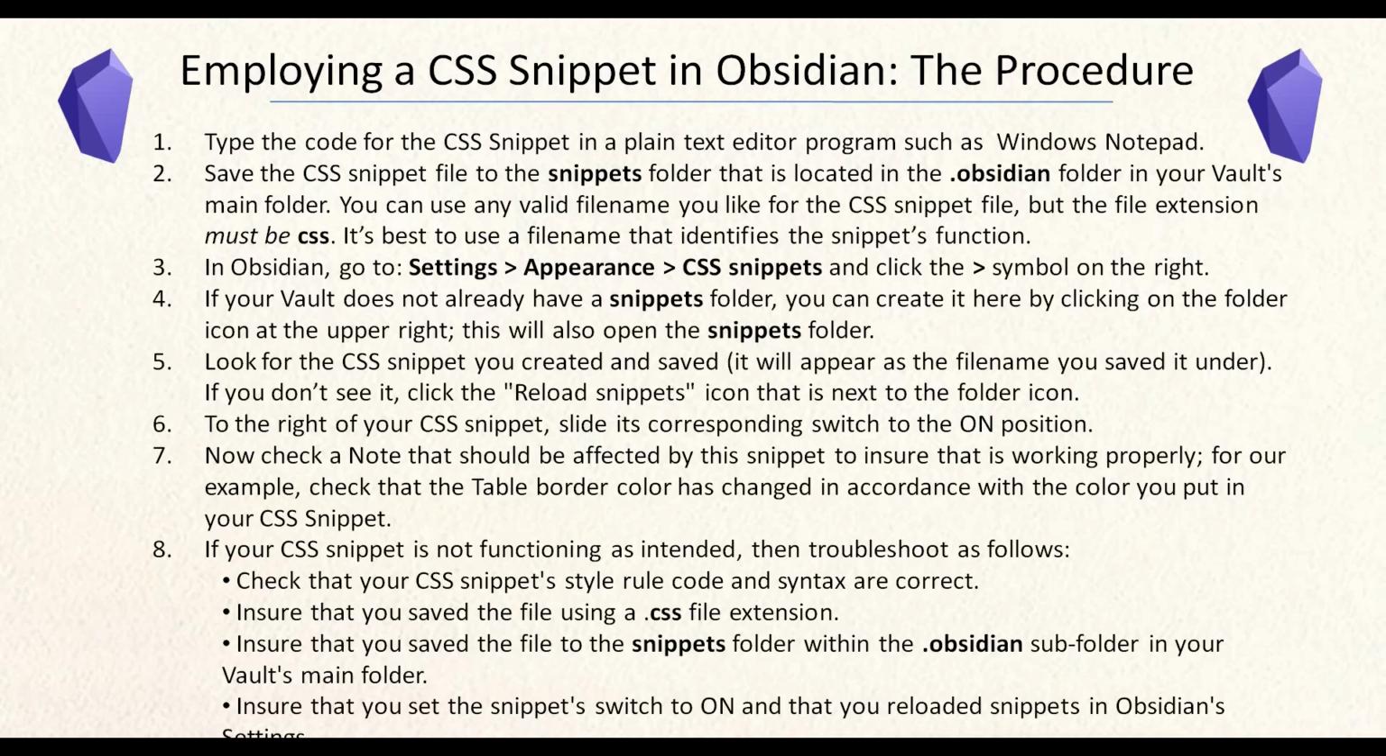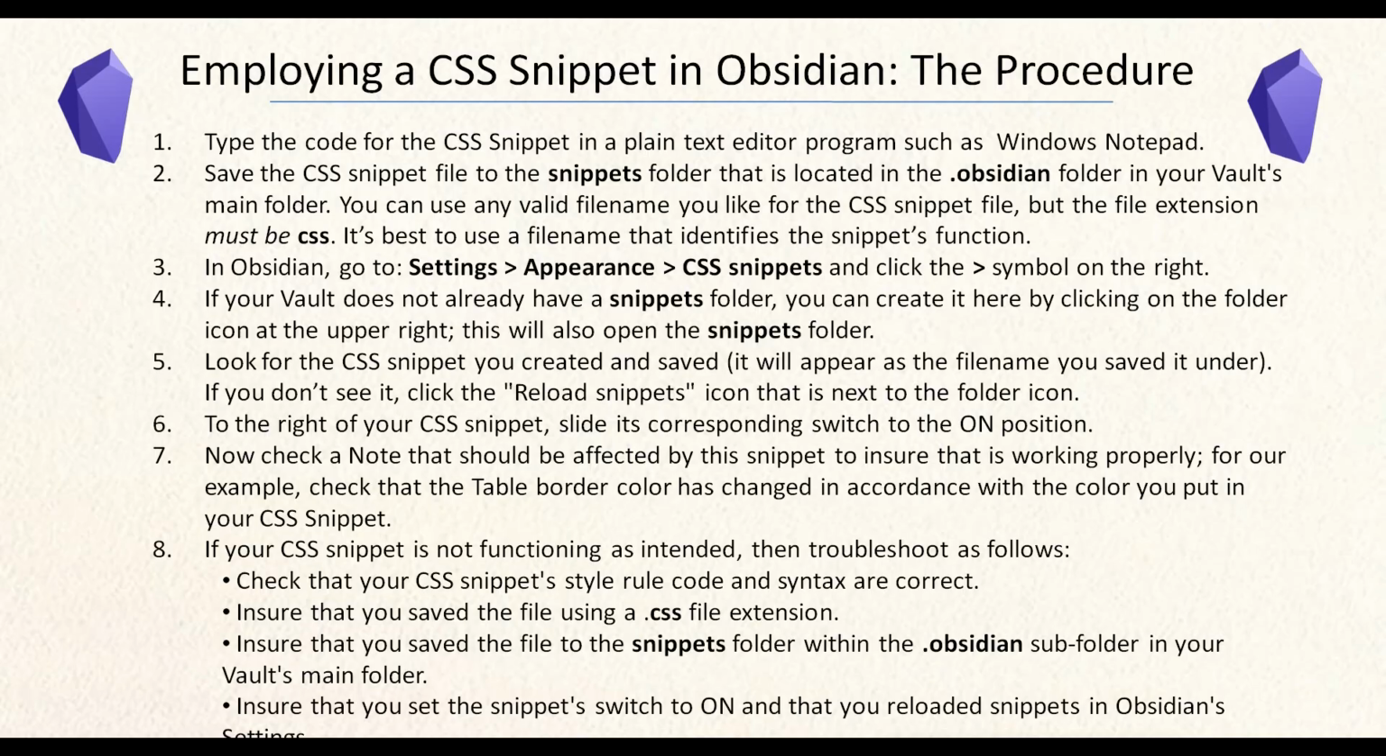Secondly, ensure that you save the file using a .css file extension. This is a mistake I make frequently. I'll create the CSS snippet in Windows Notepad, and because I'm anxious to get it going, I'll save it without changing the file extension, and then it's saved with the default extension, which is .txt. And the code won't work. Even if the syntax is correct, even if I saved it to the correct folder, if I don't give it the correct file extension, .css, then it won't work. So check that you've done that correctly.